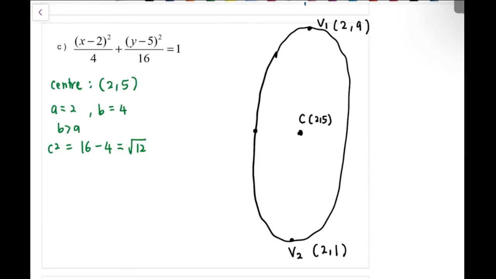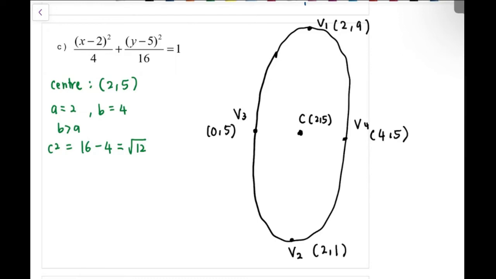So, for V3 and V4, the other way around, X yang bergerak, Y fix. So, distance is A. A is 2. So, 2 tolak 2, kita akan dapat 0, 5. Y fix, ingat. So, 2 tambah 2, kita akan dapat 4. So, 4, 5.